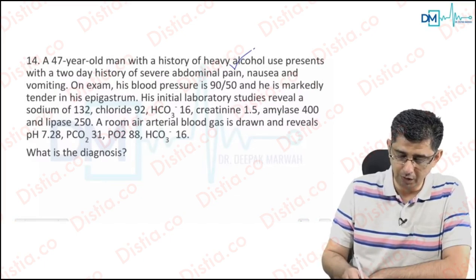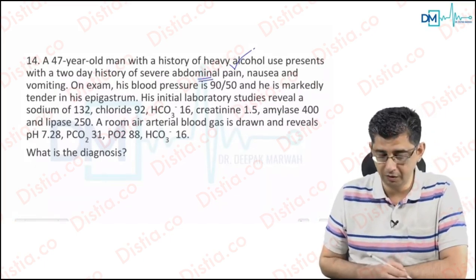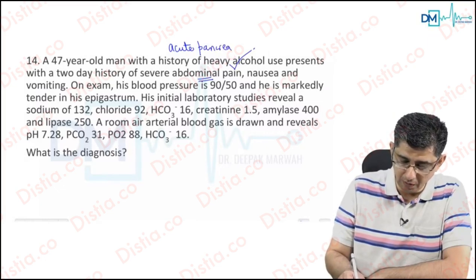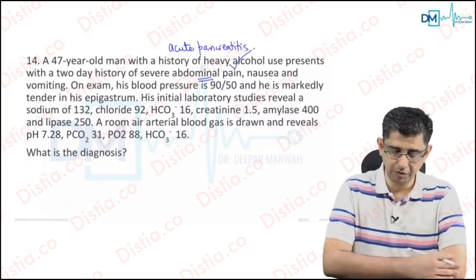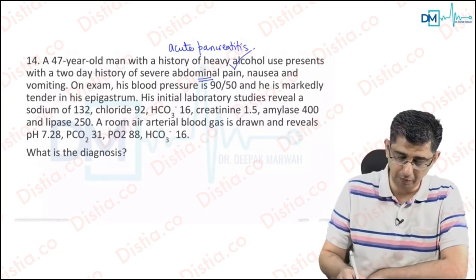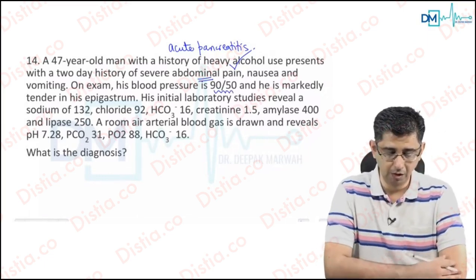When you read about alcohol and then you read about abdominal pain, obviously the first thing that comes to your mind would be the possibility of acute pancreatitis in the patient. In this particular patient, the blood pressure is on the lower side. Probably he is developing a distributive shock in the long run.